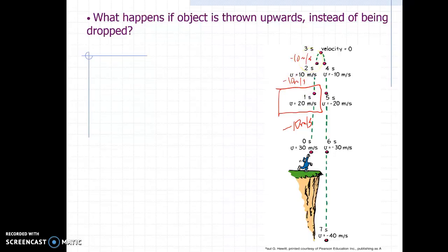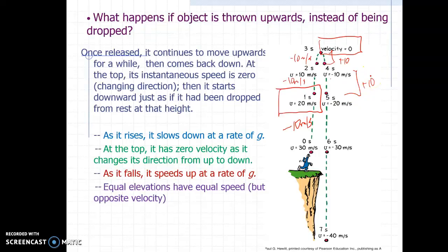Which means when it hits its peak, its velocity should be 0. It's stopping, and now it's changing direction. So now it's going to increase by 10, plus 10, plus 10 each time. So at the top, its instantaneous speed is 0.